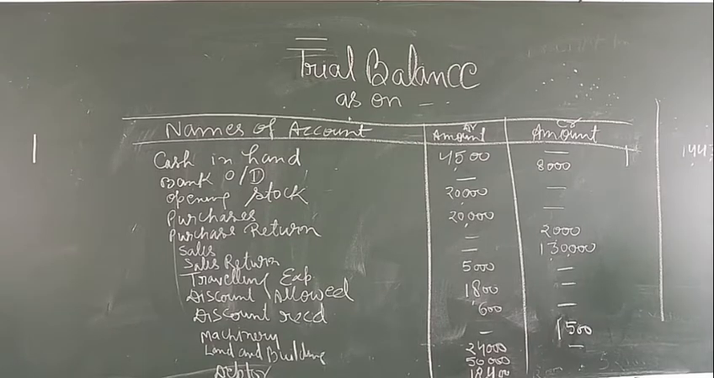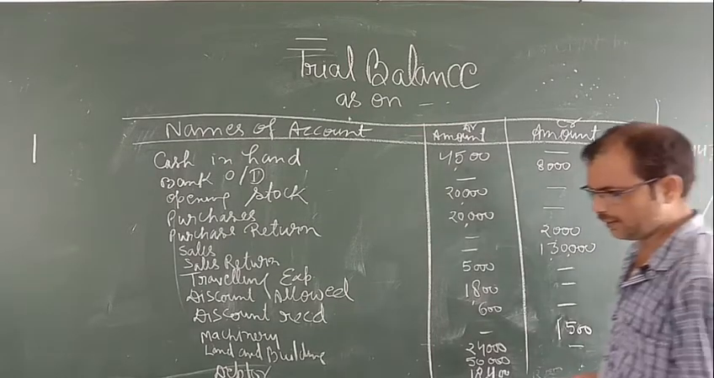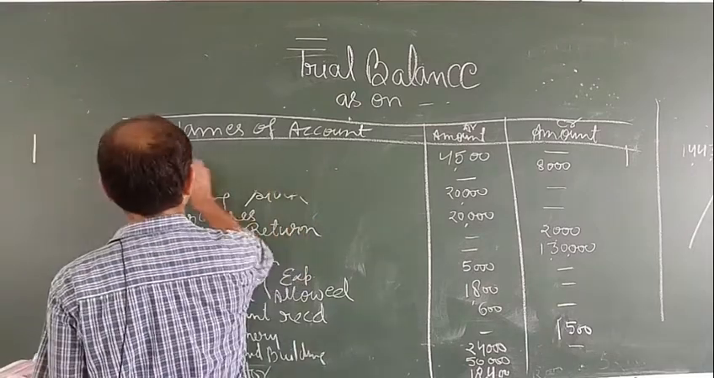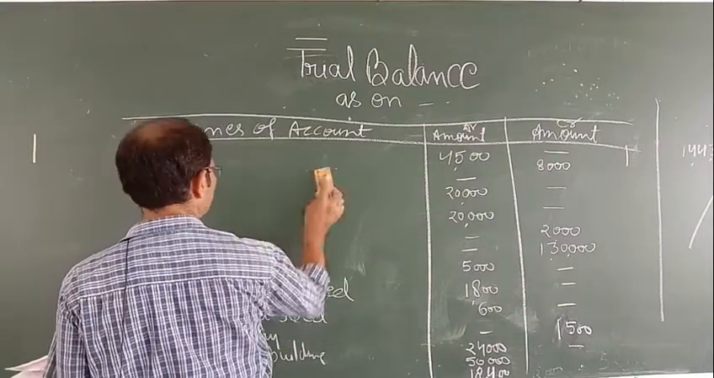The total will come 8,000, 2,000, 1,30,000 and 1,500. In this side the total will come 1,41,500. After removing all these things, we will solve the further question.